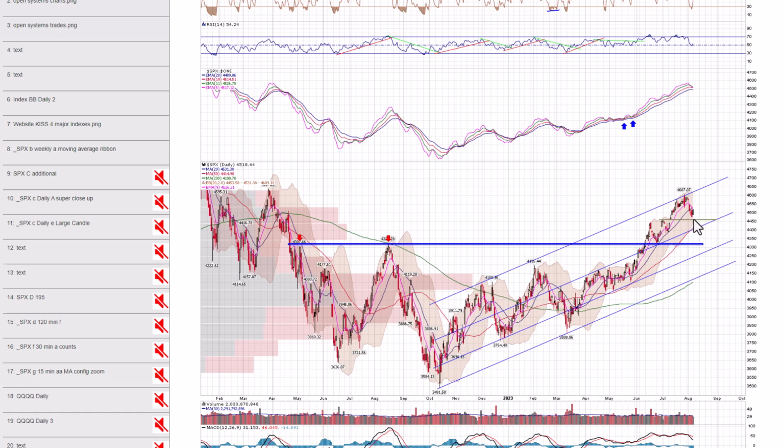If we lose this area, then likely we have a deeper correction lasting much into the August time frame, testing the 50-day moving average at least. If not, over time, the lower 4,300 area, 4,200 area. Okay, if we lose this area around the 44.50.